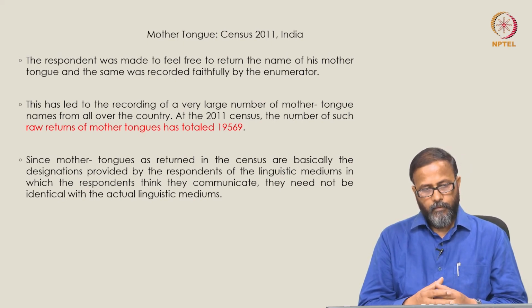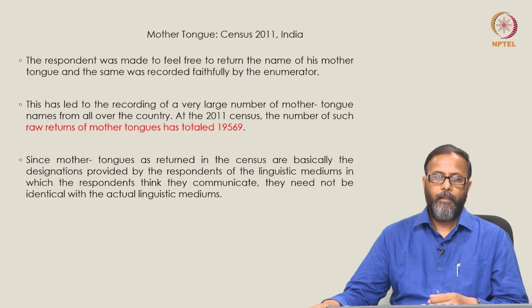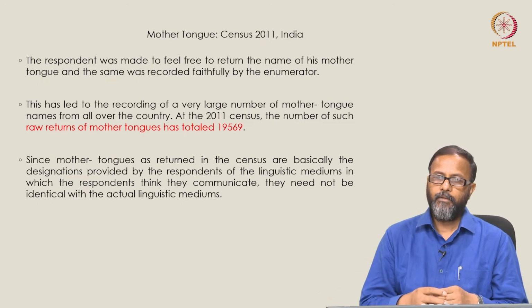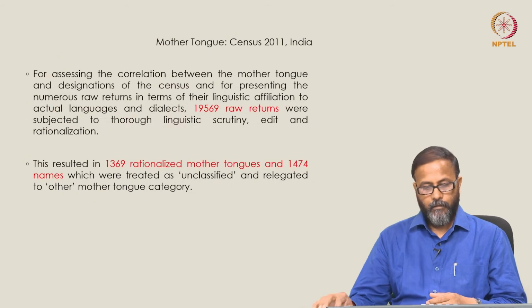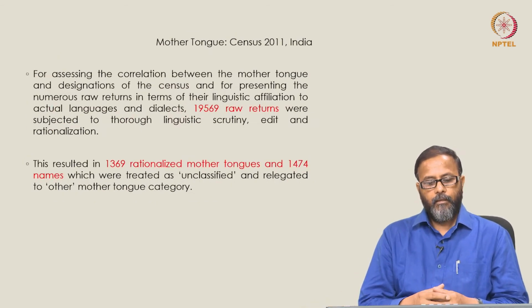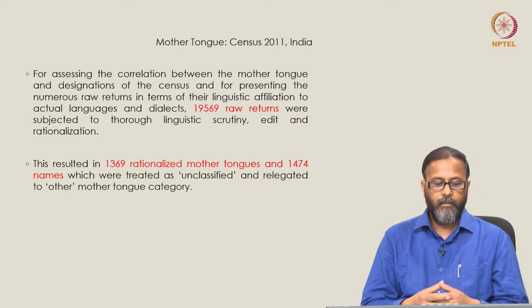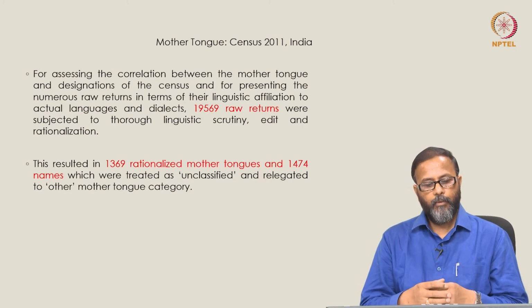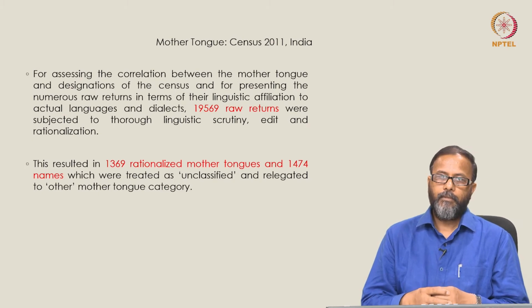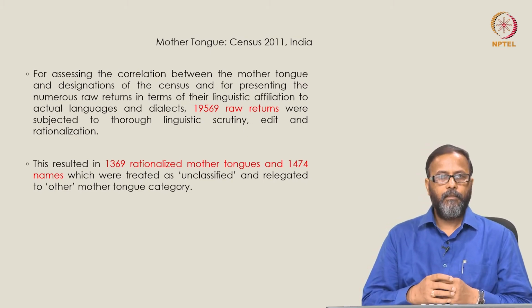These names returned by the respondents are basically designations provided by them, and they were faithfully recorded by the enumerators. And the number that we arrive at in 2011 census is 19,569. Now, for assessing the correlation between the mother tongue and designations of the census, and for presenting the numerous raw returns in terms of their linguistic affiliations to actual languages and dialects, the raw returns were subjected to thorough linguistic scrutiny, edit, and rationalization.